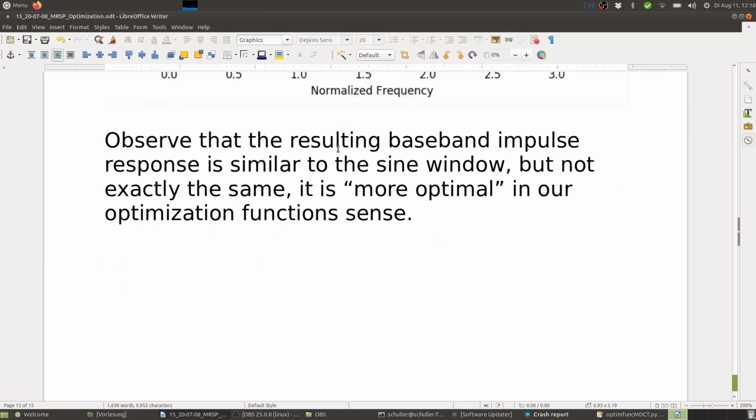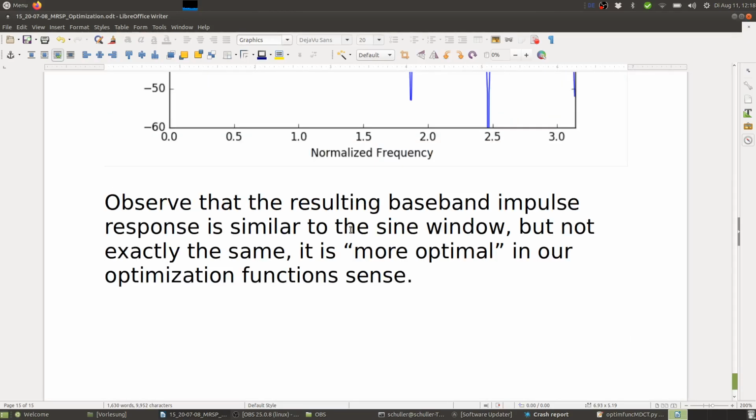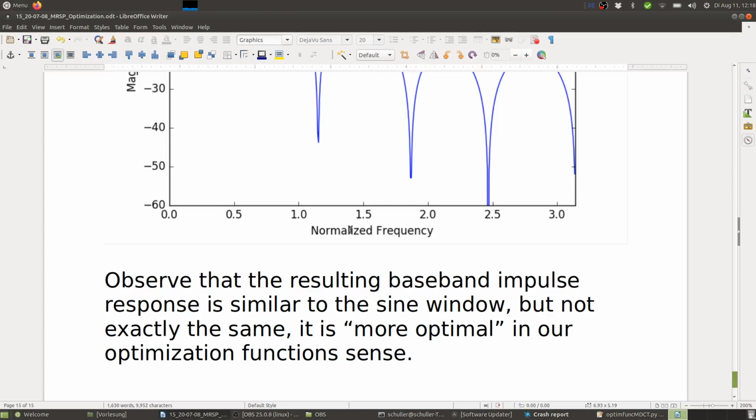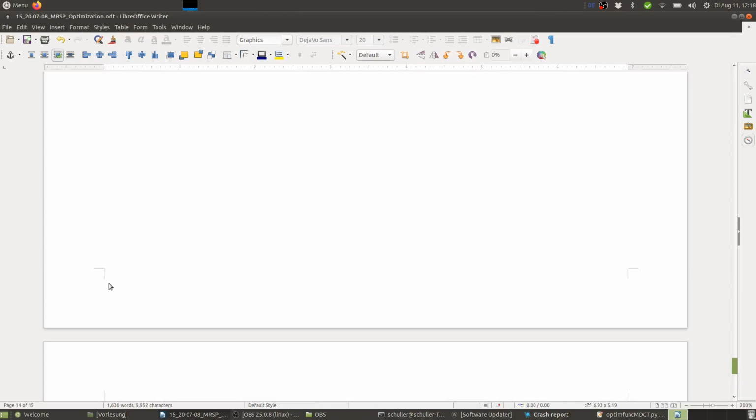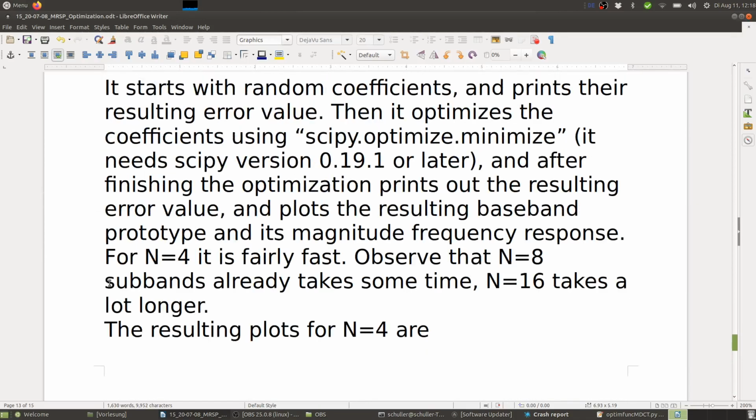Yeah, so observe that the resulting baseband impulse response is similar to the sine window, but not exactly the same. It is more optimal in our optimization function sense, right? Yeah, so that should be it for this part. So this should be maybe a nice start for your own trials. Take this function and try different n, like n equals 8, n equals 16, and maybe also try different weights or different transition bandwidth, and see what you get from this optimization.